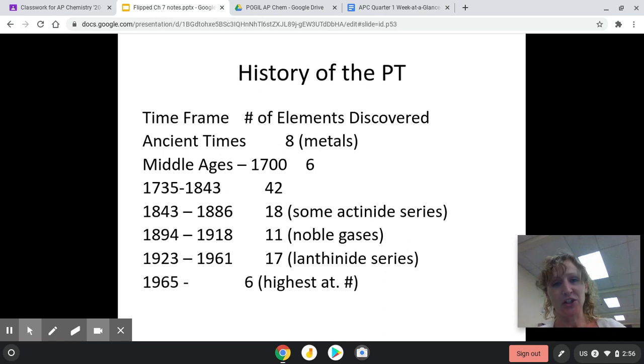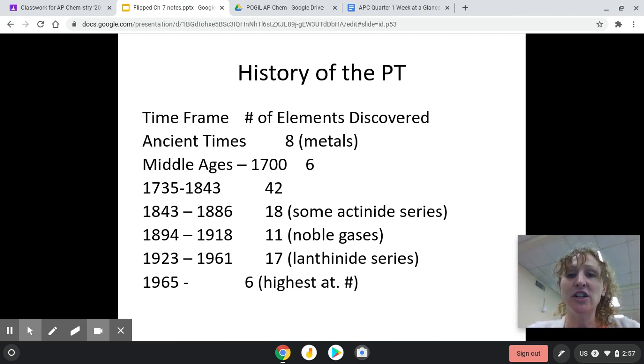Just a quick history so that you don't think that the periodic table went poof and just appeared out of thin air. There were about 8 metals that were known as kind of the most basic structure it could possibly be. They couldn't break them down any further. And they knew about these 8 elements in ancient times. All of them were metals.